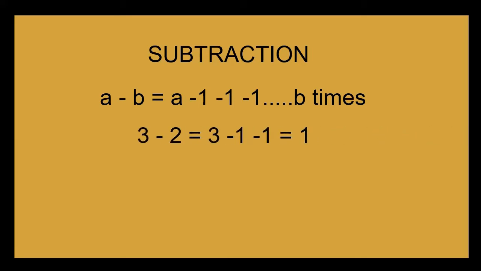Subtraction. Subtraction is the inverse operation of addition. When you are subtracting a number B from a number A, you are negating or reducing 1 from A, B times. That is, A minus B is equal to A minus 1, B times. Example, 3 minus 2 equals 3 minus 1 minus 1 equals 1.